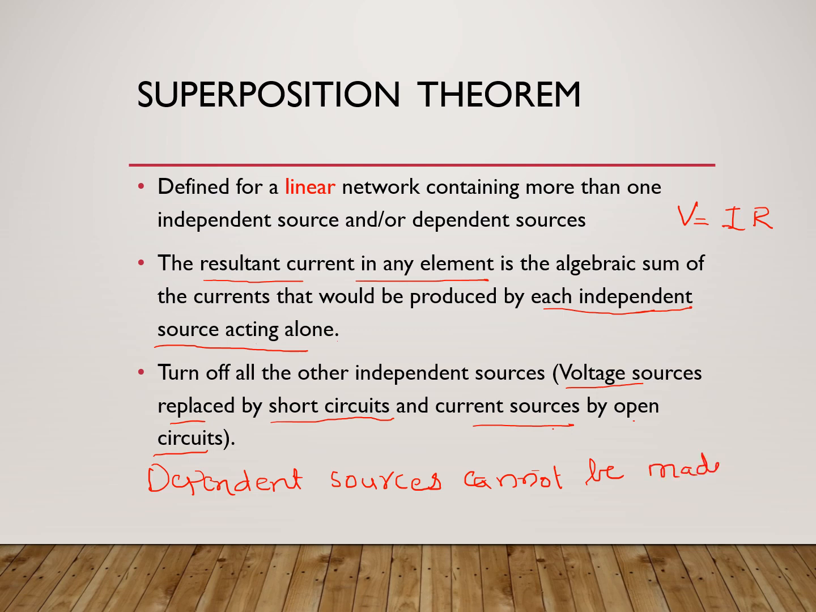Any dependent source depends upon either a voltage or a current in the circuit. Since these are not constant, they cannot be made equal to zero. So the dependent sources are kept as such, but independent sources you can make equal to zero when one source is being considered. So this is what the superposition theorem says.